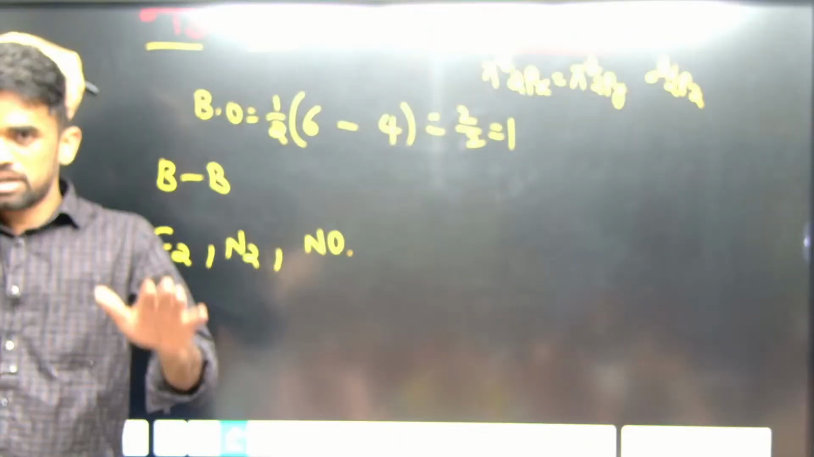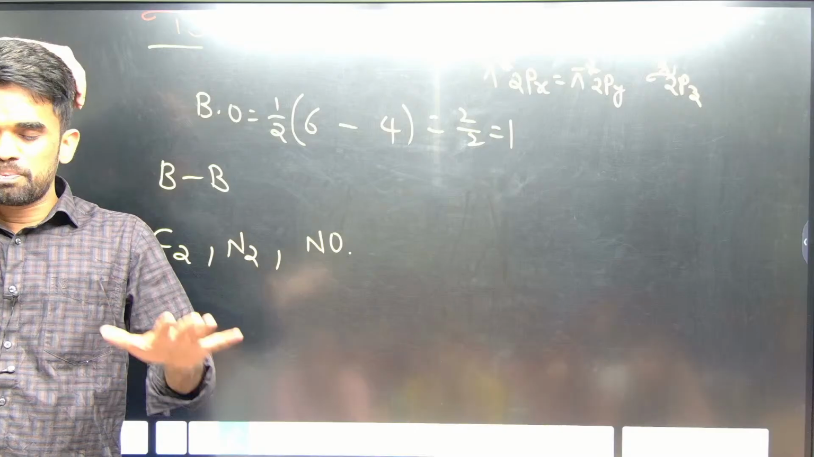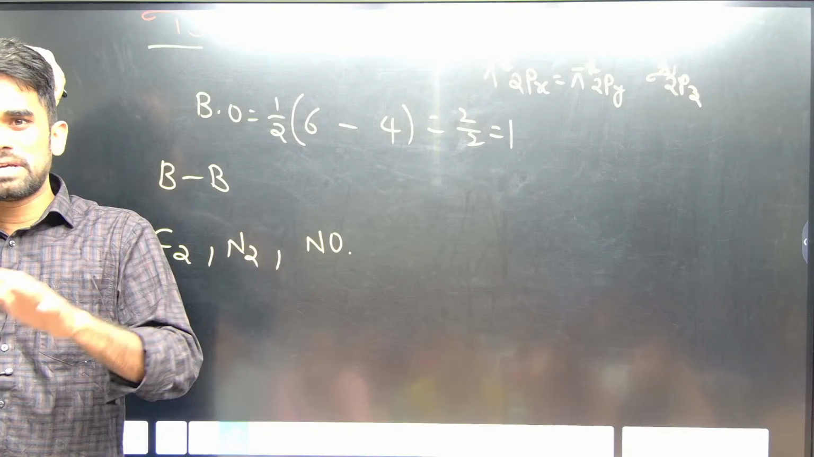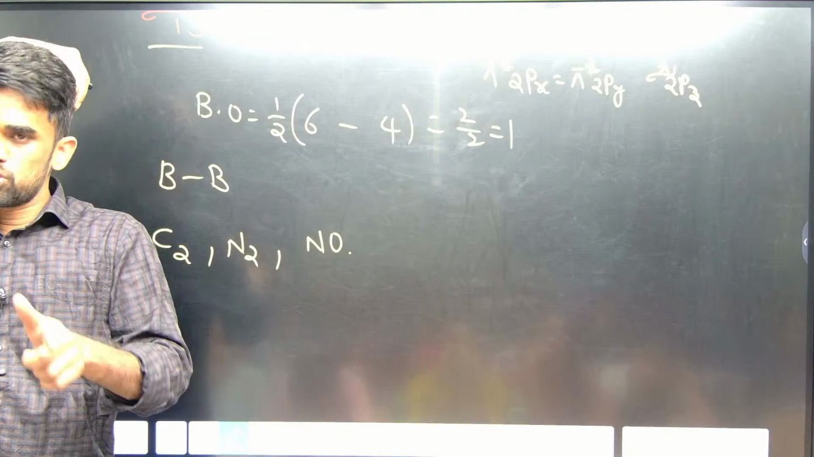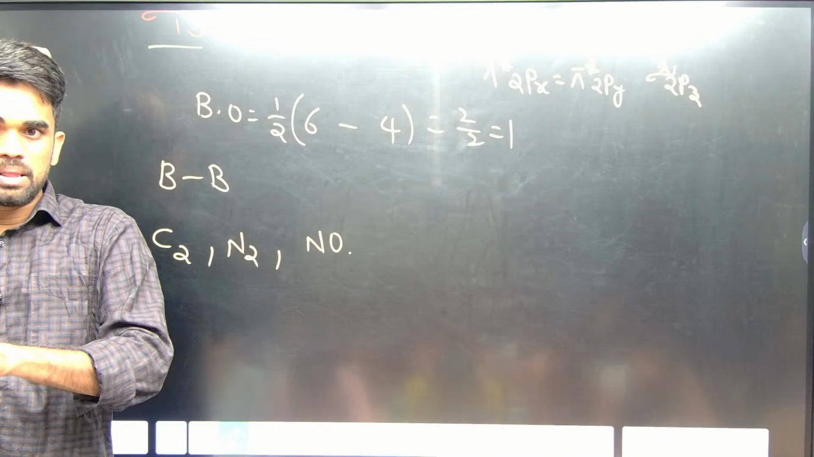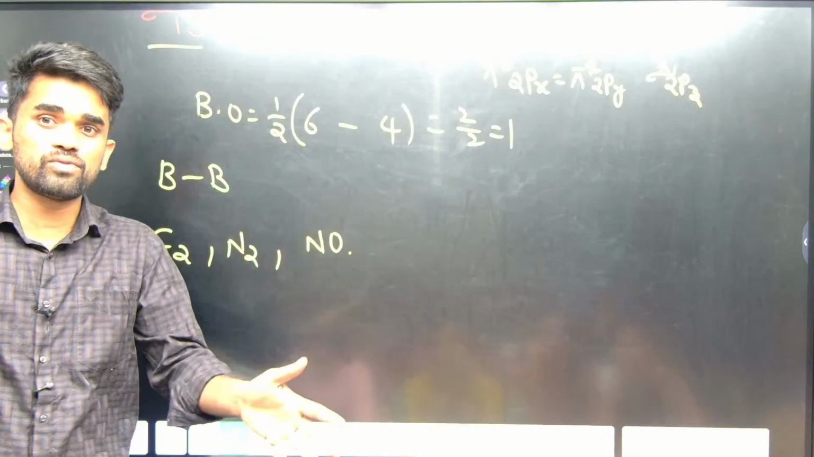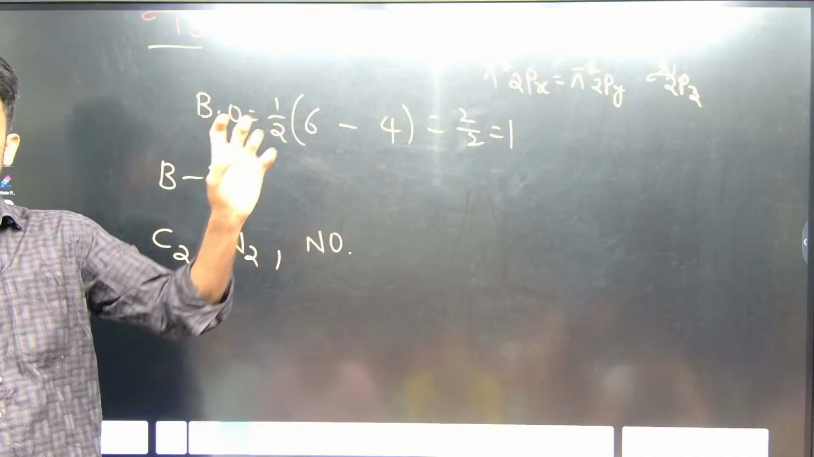sigma 1s, sigma star 1s, sigma 2s, sigma star 2s, sigma 2px, pi 2py equals pi 2pz. You can take it like that. Then sigma star 2p, pi star 2pz equals pi star 2px. Next sigma star, that's it. Okay. Next, if less than 14, interchange that. First pi, next sigma.